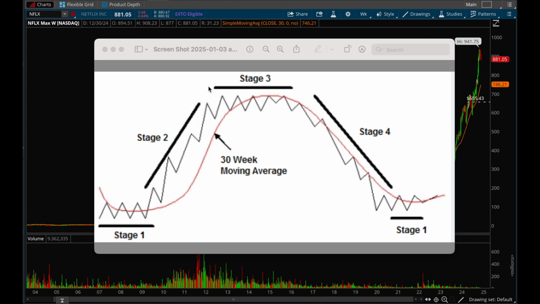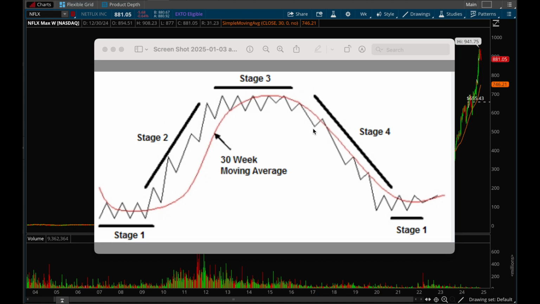Then stage 3 is when you get a little bit extended, and now you're just consolidating. You're pretty much going nowhere, and you're topping out here. Stage 4 is the actual decline, a very big correction greater than 25%. Sometimes you can correct all the way back to the initial base, but sometimes you correct back just 30% off the highs. It doesn't necessarily have to come all the way back to where it was before.